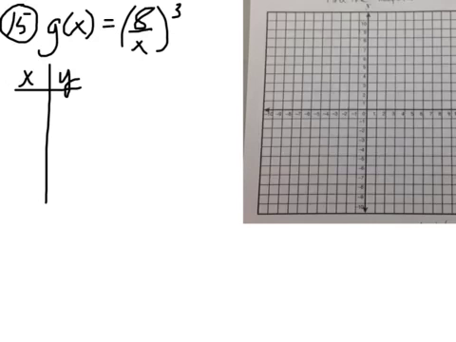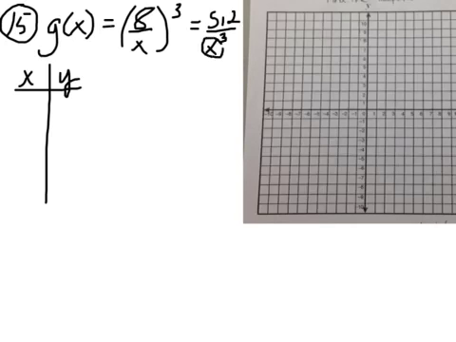Actually, if you think about it, this is a rational function. You could rewrite this as 8 cubed, which is, what, 243, I think. Let me check on my calculator. 8 cubed. That's 512. 512 over x cubed.